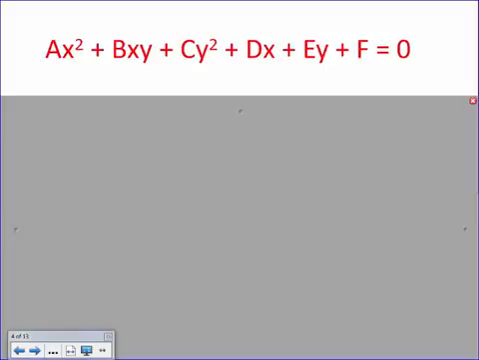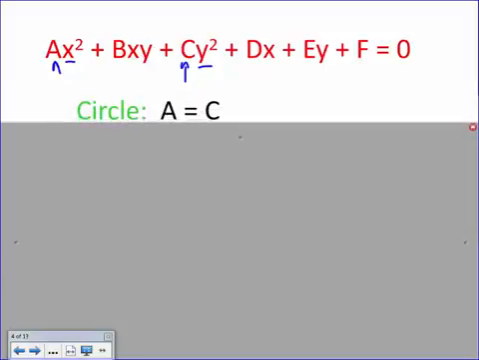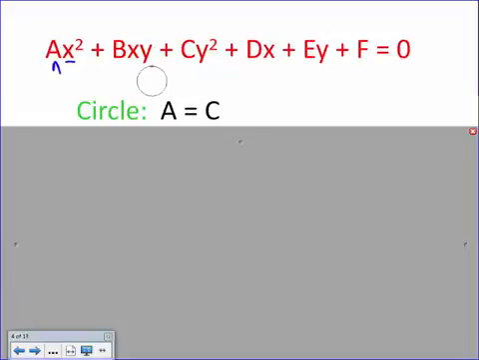Well, the first thing is, let's think about our circles. What needs to happen for a circle? Well, we need an x squared and a y squared, right? But what do the A and C have to be in order for it to be a circle? They actually have to be the same. So the A and the C have to be the exact same in order for it to be a circle. I need to have an x squared and a y squared for it to be a circle.